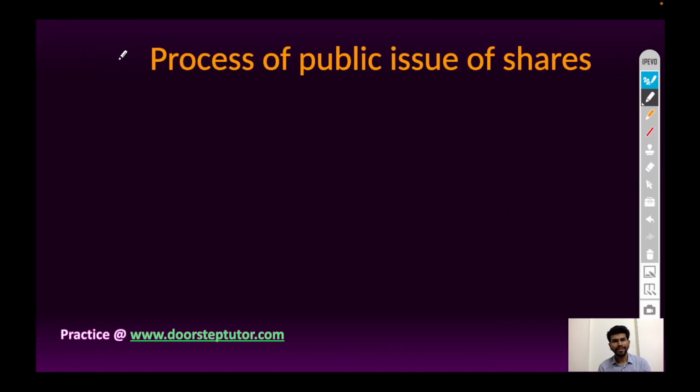Now, let's discuss the process of public issue of shares. If a public limited company issues shares to the general public, then there will be four steps. Step number one, issue of prospectus.